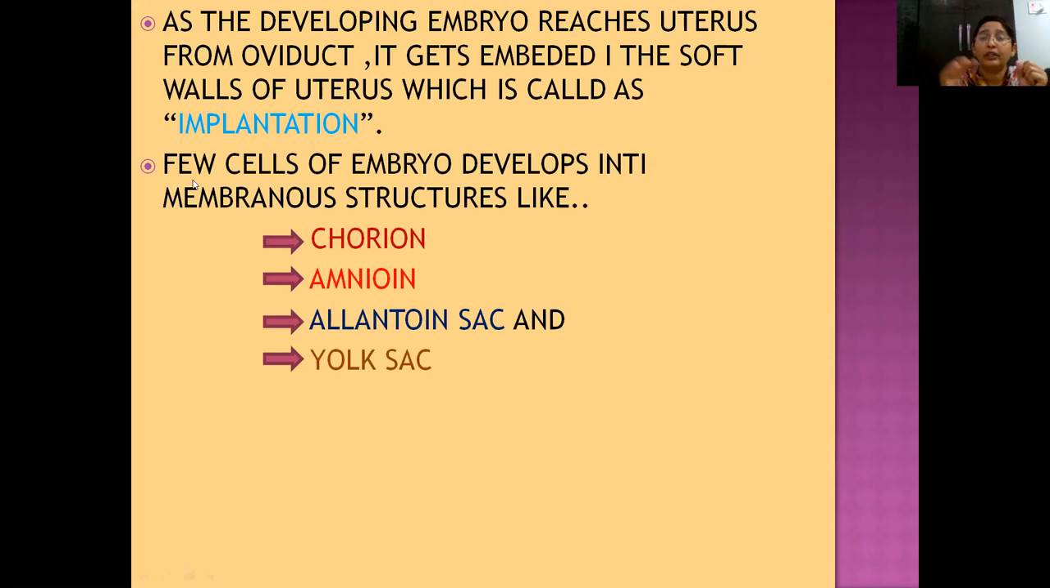Now see here, children, when the embryo is formed, I mean the blastomere changes to blastocyst, it is called an embryo. Some of the cells of the embryo change into four layers. A few cells of the embryo develop into membranes, and there are four membranes present around the embryo: one is chorion, second is amnion, third is allantois or allantoic sac, and fourth is the yolk sac. So there are totally four layers around the embryo, formed from a few of the cells of the embryo. In further slides we will see what the chorion is, what its function is, what the amnion is, and what the other membranes are and their functions.